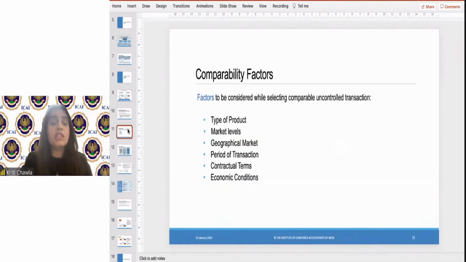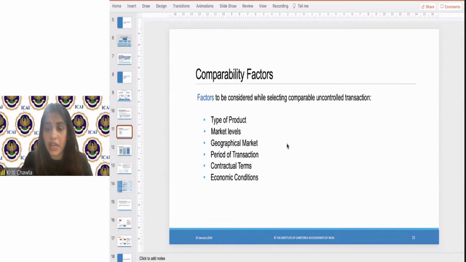So all these product comparabilities, all these factors will have to be taken into consideration when you are on the lookout to find an independent party. What kind of independent party are you looking out for your CUP? Well, you'll have to make sure that these kinds of situations are all established when you're looking out for another independent entity in the market.